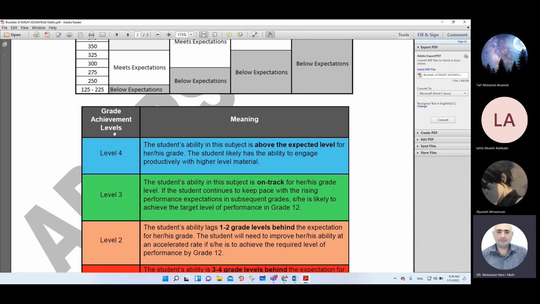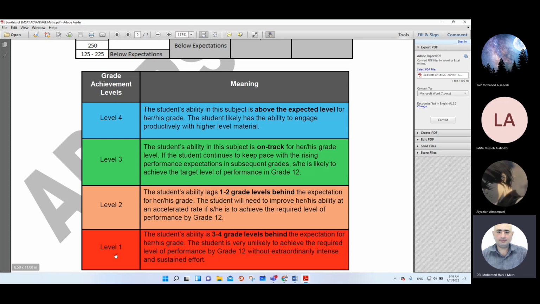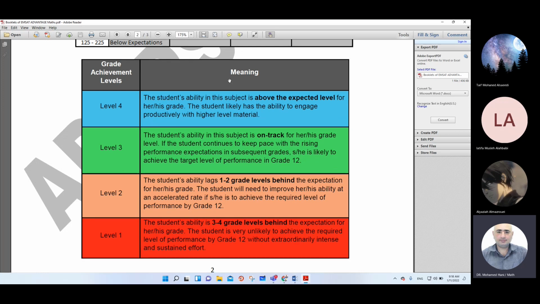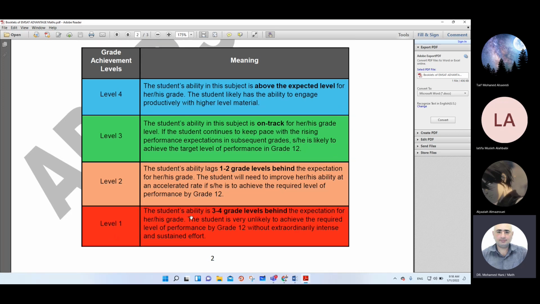So, grade achievement levels. We have level 1, level 2, level 3, and level 4. Level 1: the student's ability is 3 to 4 grade levels behind the expectation for his or her grade. So the student is very unlikely to achieve the required level of performance by grade 12 without extraordinarily intense and sustained effort.